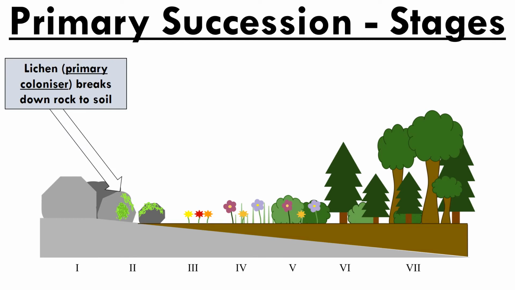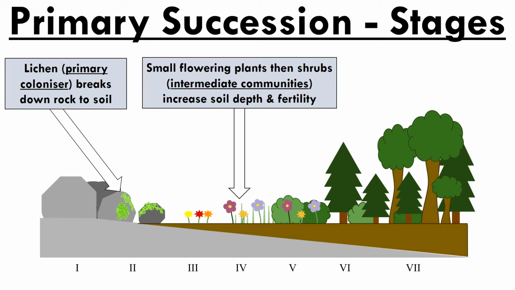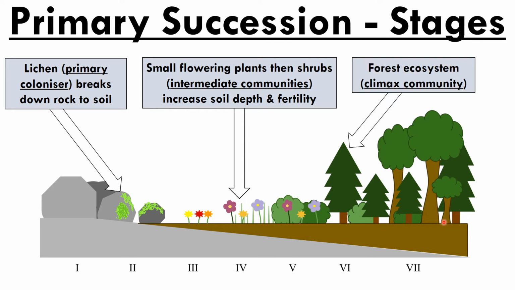So just to break down the stages, first of all, you've got lichen. It tends to be what's called the primary colonizer. So they'll be able to break down the rock to soil. You then have intermediate communities, for example, small flowering plants, then shrubs. And what they do, you can see it happening there, is increase the soil depth and fertility. And then finally, once the soil depth and fertility is at an appropriate level, you have your forest ecosystem, and this is what's known as the climax community.